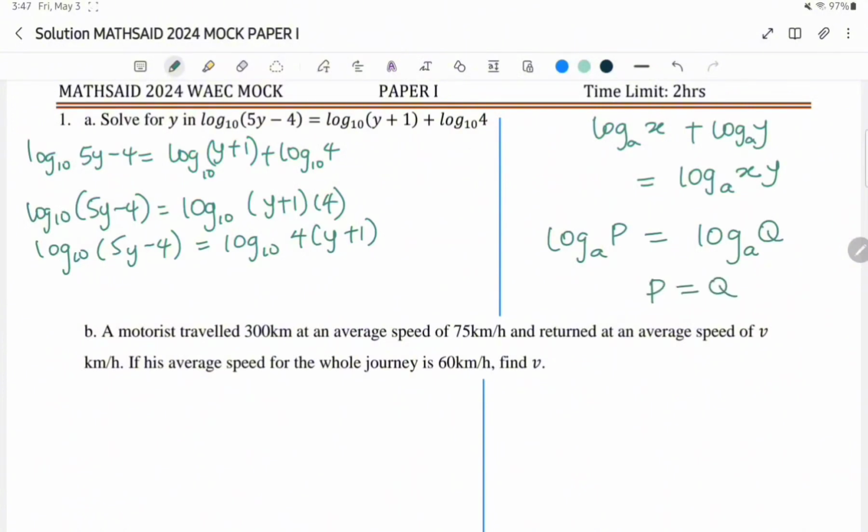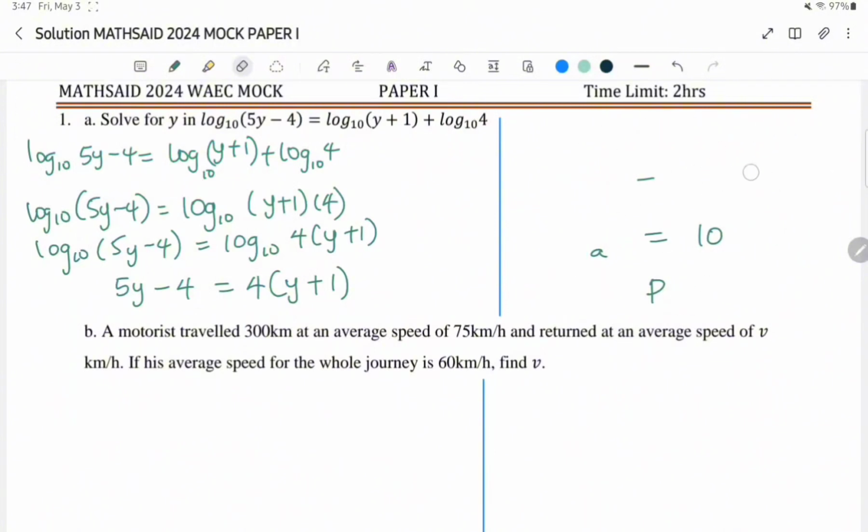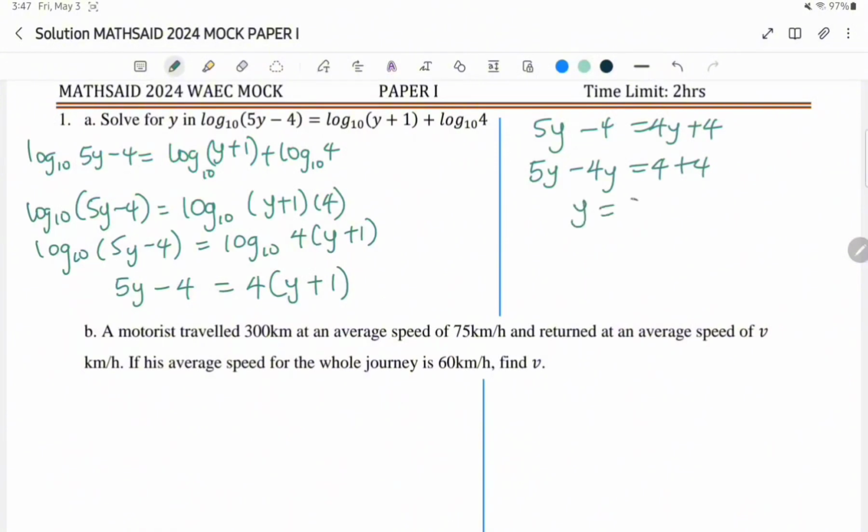Now, that would mean that in this question, 5y minus 4 equals 4 multiplied by y plus 1. And that would mean that 5y minus 4 equals 4y plus 4. 5y minus 4y equals 4 plus 4. That means y equals 8. And that's the answer to the question.